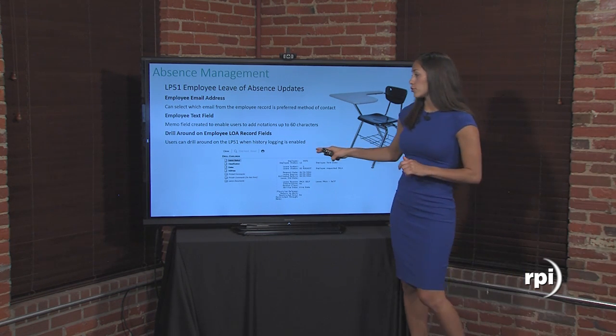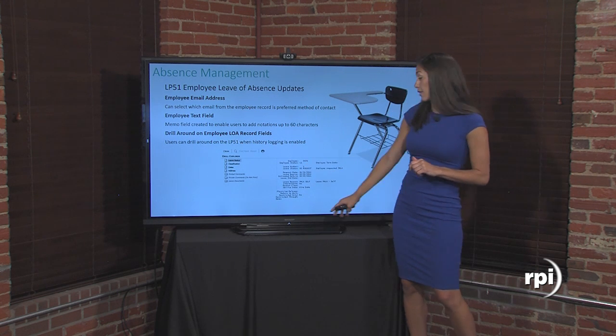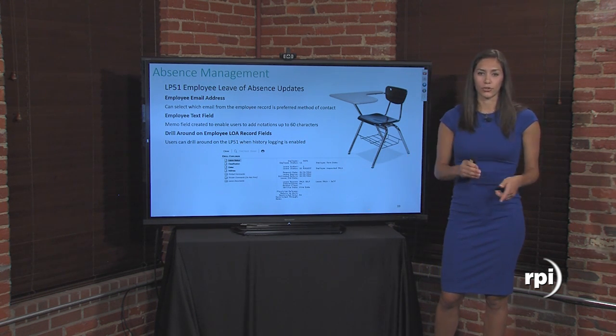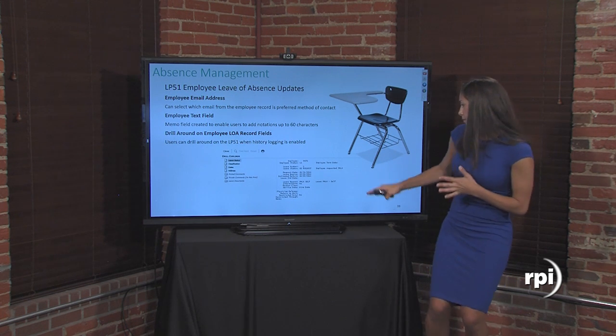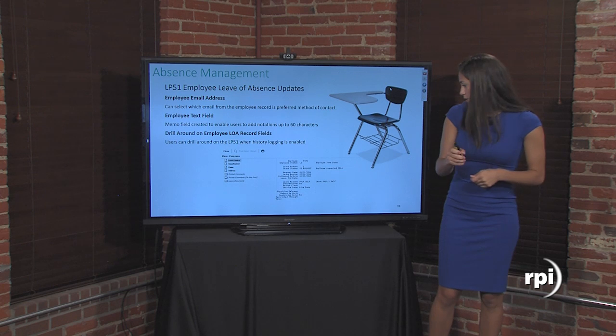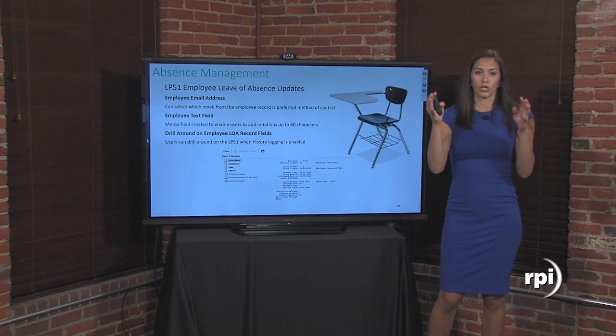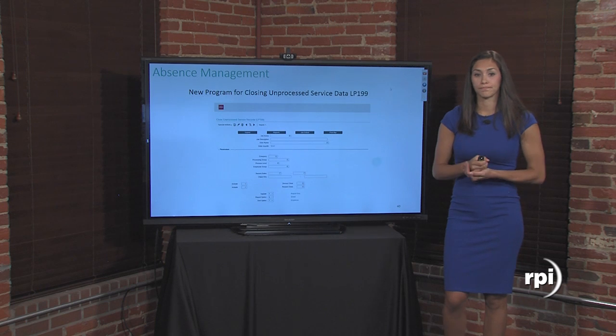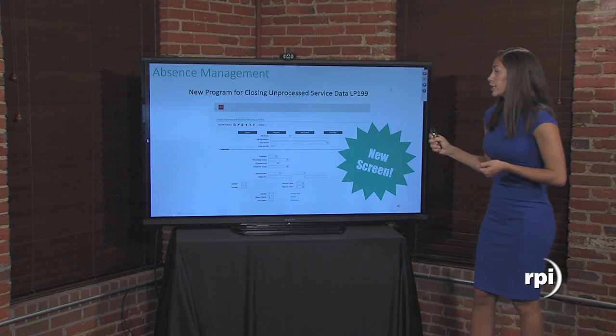And then there's drill around on LP51 records. It's going to show you a little bit more information about the leave. It'll show you the leave date, reason for leave, estimated return, and I think that's it. But a little bit more information about everything about the leave will show you right on that drill around. Another new screen here.